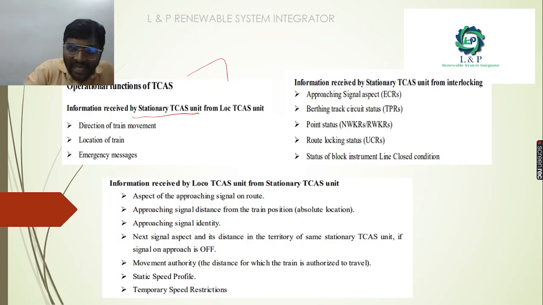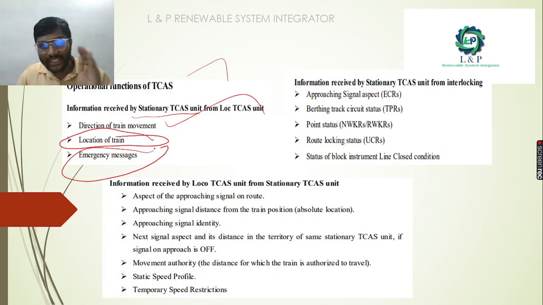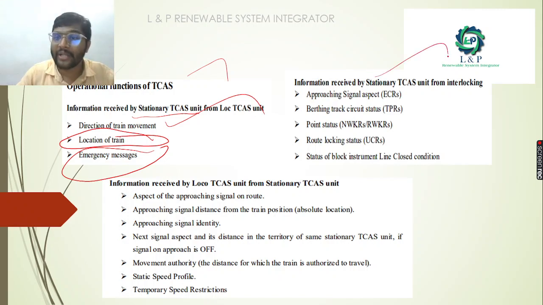That is, what is the direction of the train movement, what is the exact location of the train, and is there any sort of emergency message that we need to convey. All these things will be the most important operational functions of the TCAS. And also we will receive the information from the stationary train collision unit.